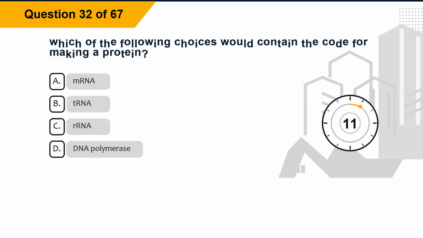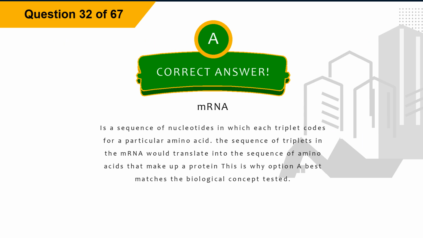Question 32. Which of the following choices would contain the code for making a protein? Option A. mRNA. Option B. tRNA. Option C. rRNA. Option D. DNA polymerase. The correct answer is option A.